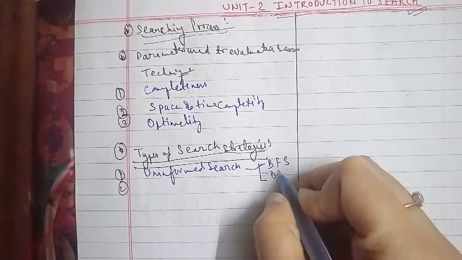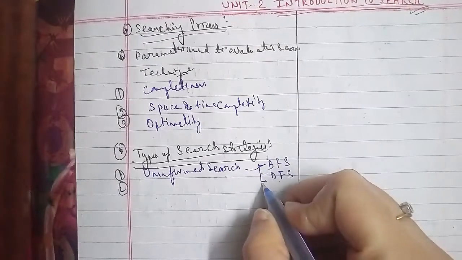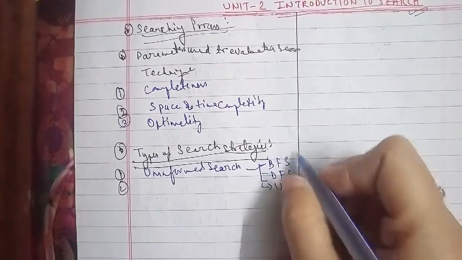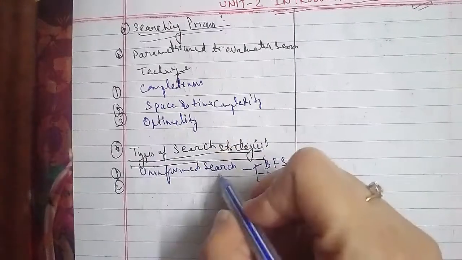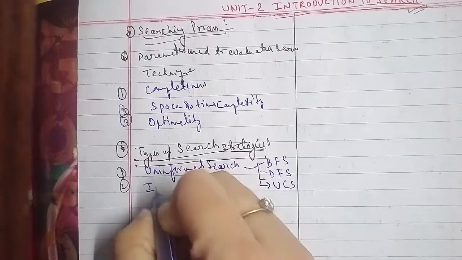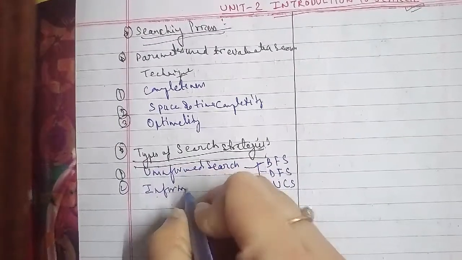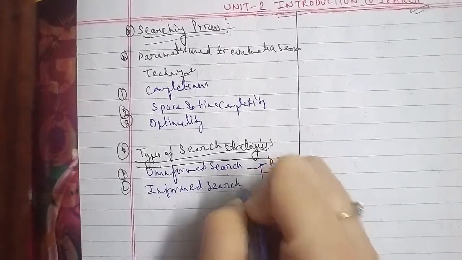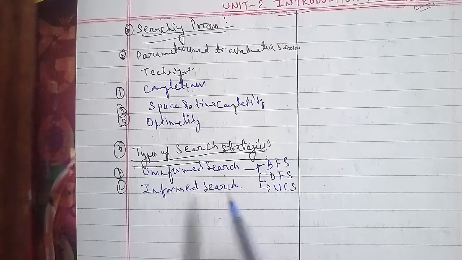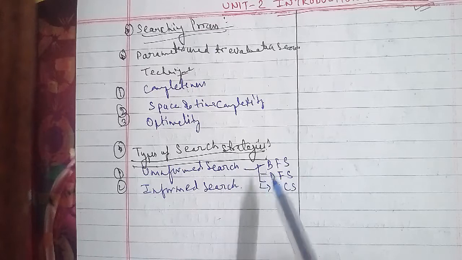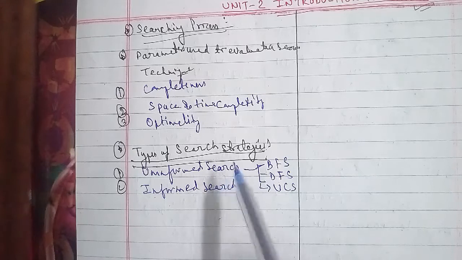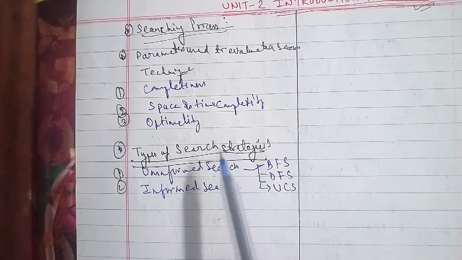The second one we have is informed search. In an informed search, the algorithm contains an array of knowledge such as how far we are from the goal, the path cost, and how to reach the goal node, etc. This knowledge helps agents explore less of the search space and find the goal node more efficiently. Informed search methods often depend on the use of heuristic information, and informed search is also known as heuristic search.